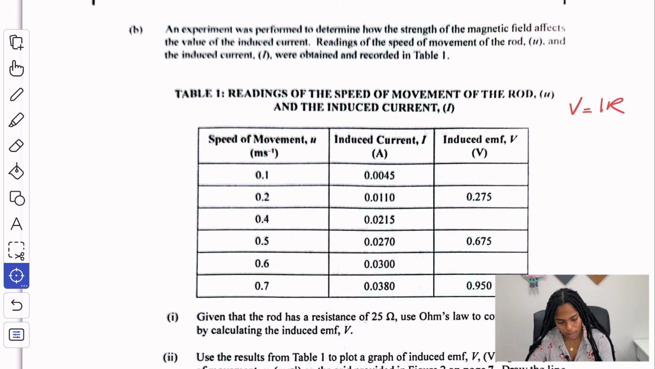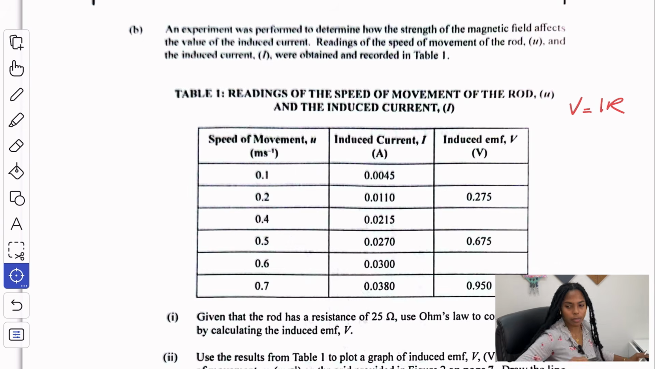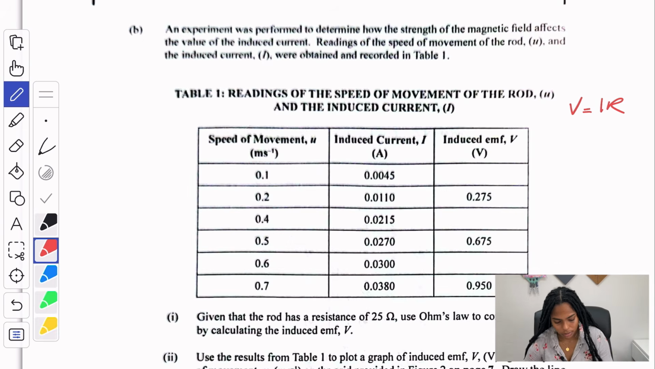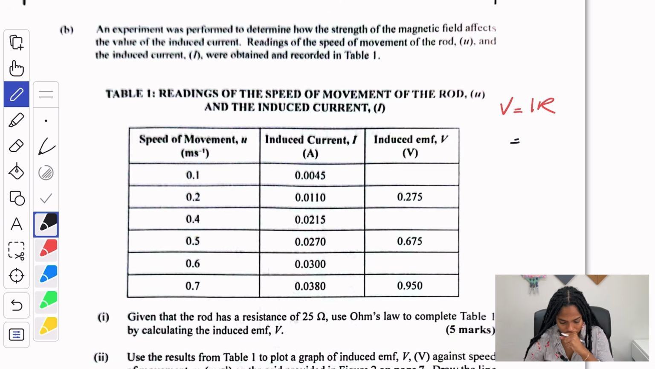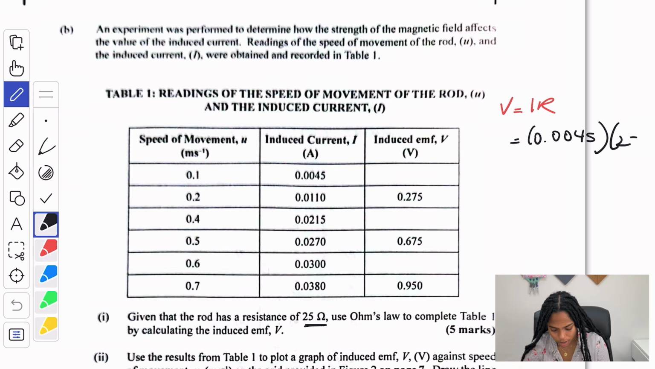So it means that, let me get my calculator. I is whatever we have here, and we see it's already in amps. So I is 0.0045 in the first instance, and they told us R is 25 ohms. So we have 25. Now 0.0045 times 25 gives me 0.1125. So that's what I'm going to put here.